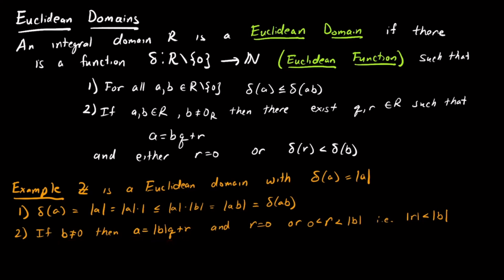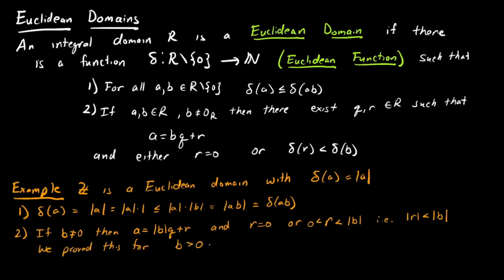So one thing to recall is we've only proved the division algorithm for positive values of B. So the absolute value of B is always going to be positive, and I have A is equal to the absolute value of B times Q plus R, and either R is equal to 0 or R is greater than 0 and less than the absolute value of B, i.e. the absolute value of R is less than the absolute value of B.